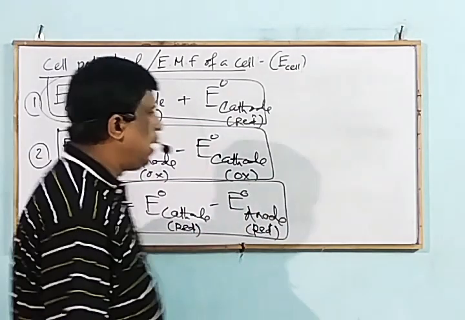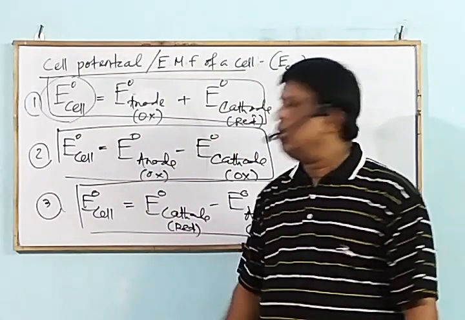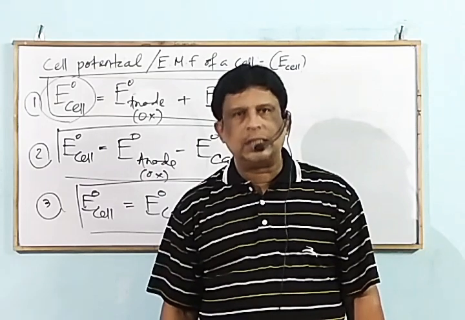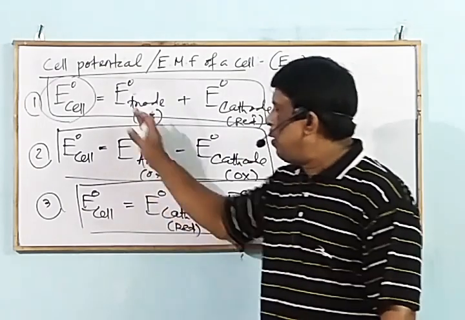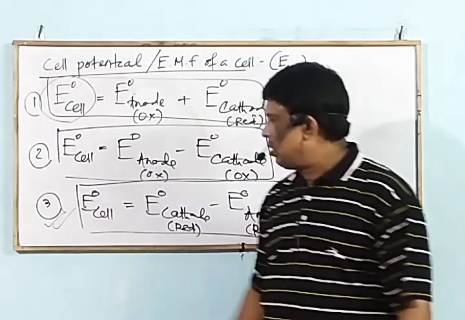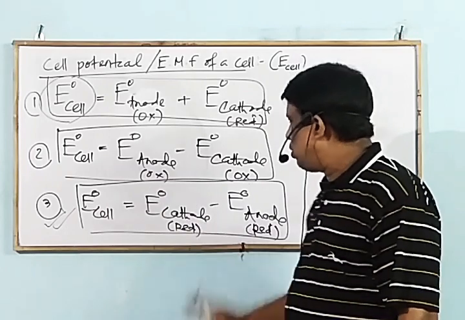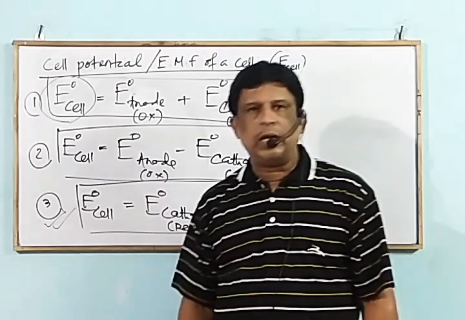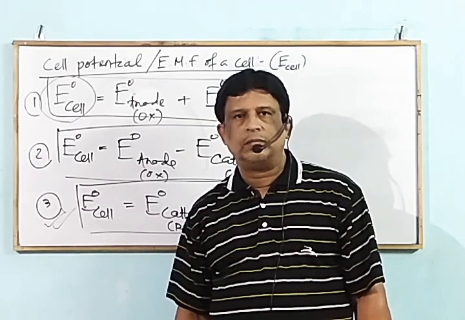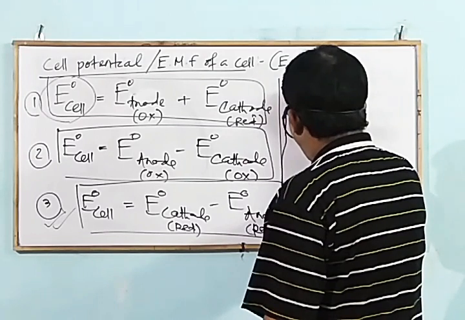There are three different ways, but the result is one. Three different ways to calculate the EMF of a cell. But remember that among the three different ways, we always select the third one, that is, reduction potential of cathode minus reduction potential of anode.